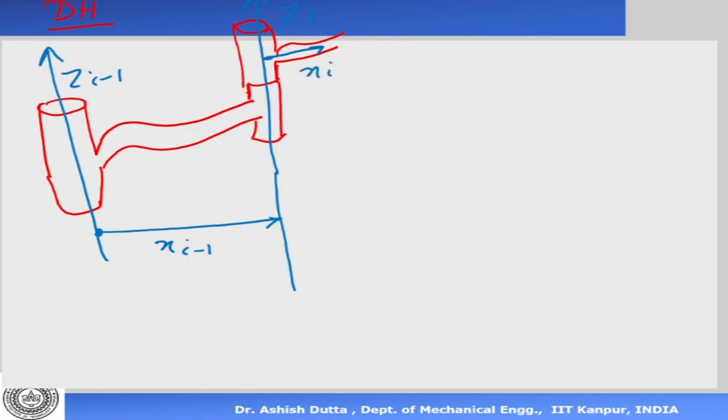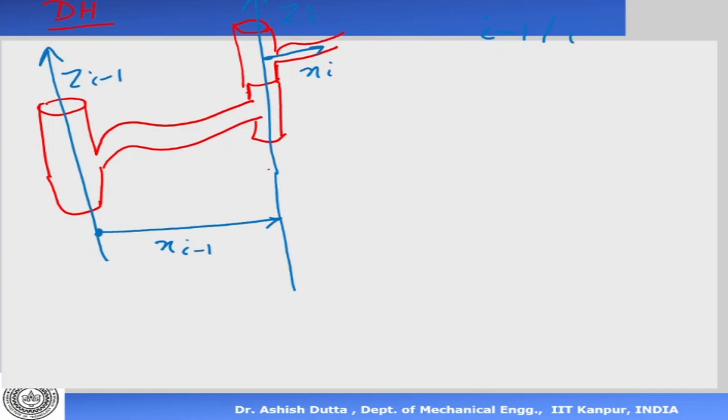Now we want to see how many transformations are required to align the z(i-1) axis with the z(i) axis, or the frame i-1 to the frame i. If I want to go from frame i-1 to frame i, what is the relation between these frames? The first thing that we see is that z(i-1) and z(i) are not parallel to each other, or they are not aligned.